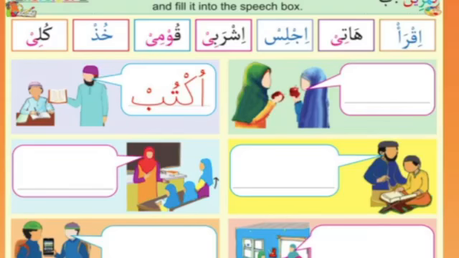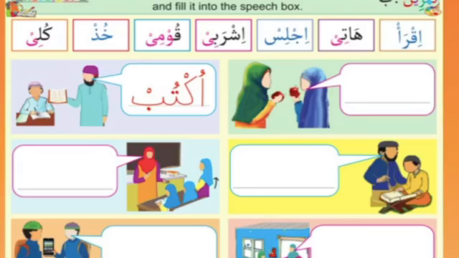And look at the left. On your left side, there is a teacher asking a boy to read in the book, right? On the right side, there is a teacher commanding a boy to read the Quran. So which command verb is for commanding a boy to read? Yes, iqra. Iqra. All right, iqra.